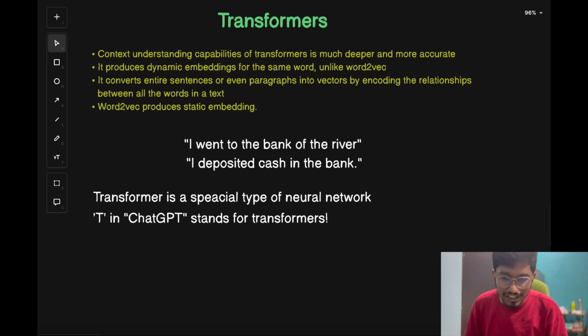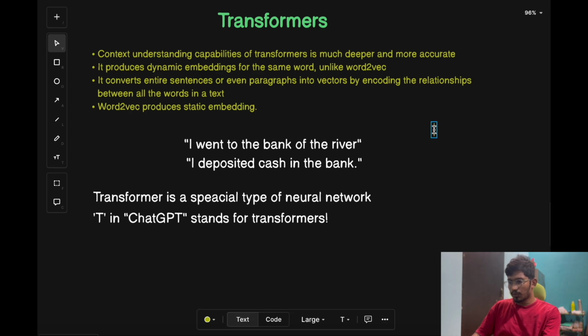Finally, we arrive at the state of the art method for text conversion or text vectorization, which is the transformers. One of the most popular transformer models is BERT, which stands for Bidirectional Encoder Representations from Transformers. What makes BERT and transformers unique is that their context understanding capabilities are much deeper and more accurate. They hold more context than even the Word2Vec model.